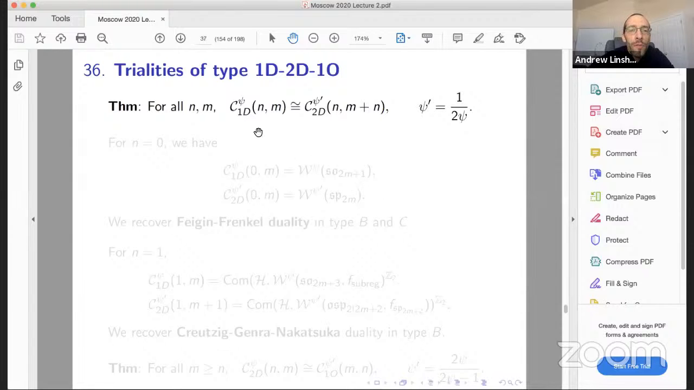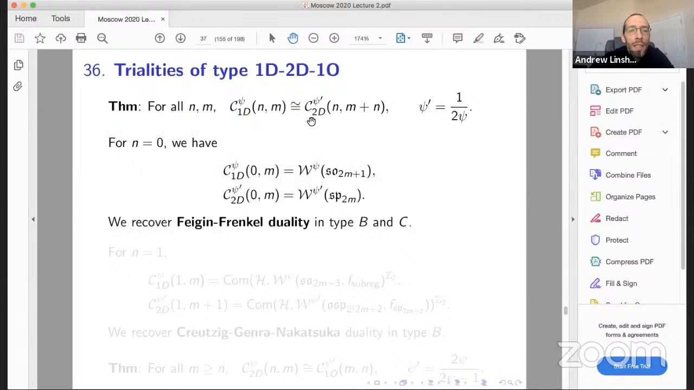So there's an isomorphism between a 1D and a 2D. And this one, again, if I specialize to n equals 0, I get the isomorphism between a W of SO2m plus 1, a type B, and a W of SP2m. And this shift over here is exactly Feigin-Frenkel duality in type BC.